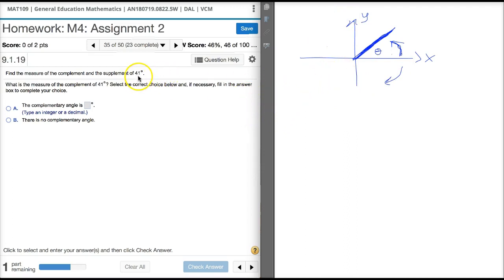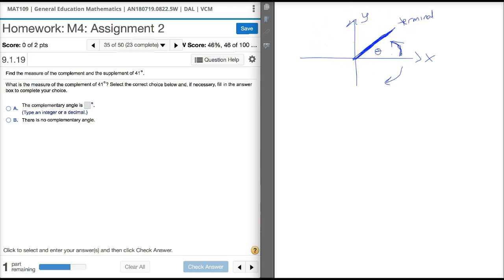So when they say here the angle 41 degrees, they're talking about taking the angle and rotating counterclockwise. Now, an angle has what we call an initial side, which is our positive x-axis here, and a terminal side, which is what this is here. The angle is what is in between the initial side and the terminal side.